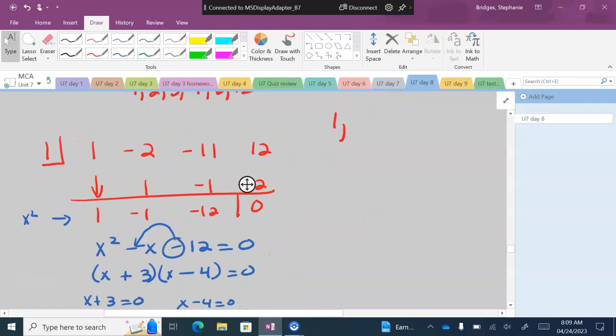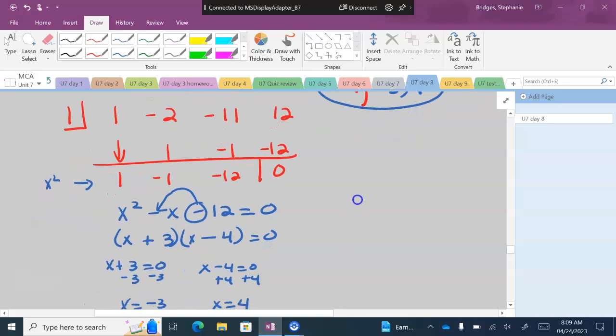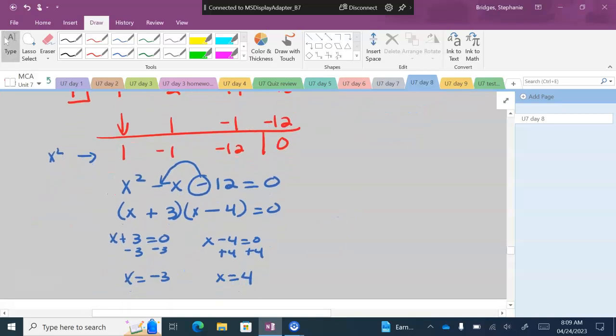So in this case, we could have kept doing synthetic division and found all of our answers. But again, you don't know that until you solve it. So I would find at least one answer and then go through the factoring process to get the others. Okay, because you might waste your time and do all that synthetic division and not be able to find the other solutions. Is everybody okay with that?